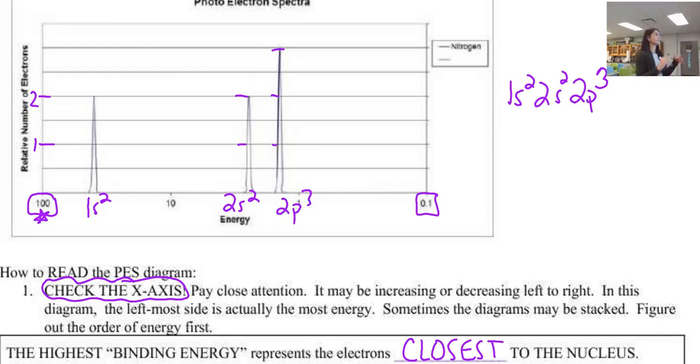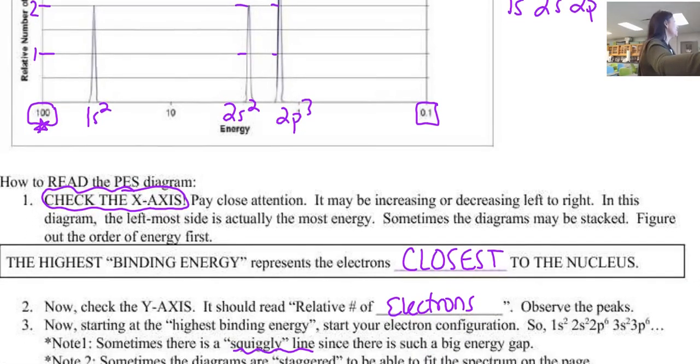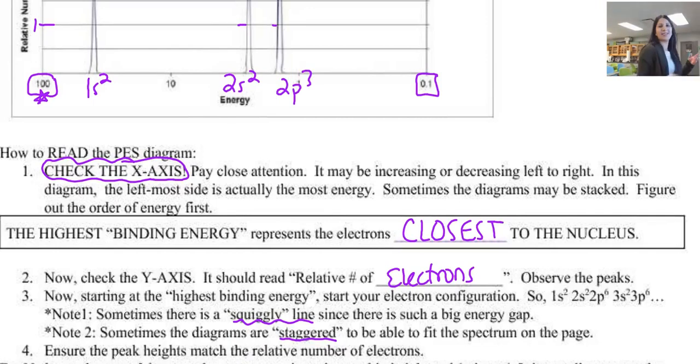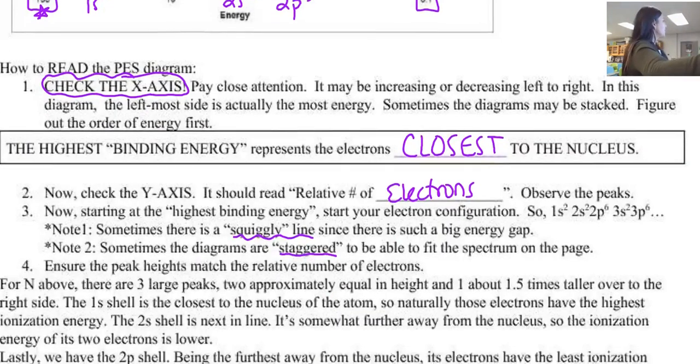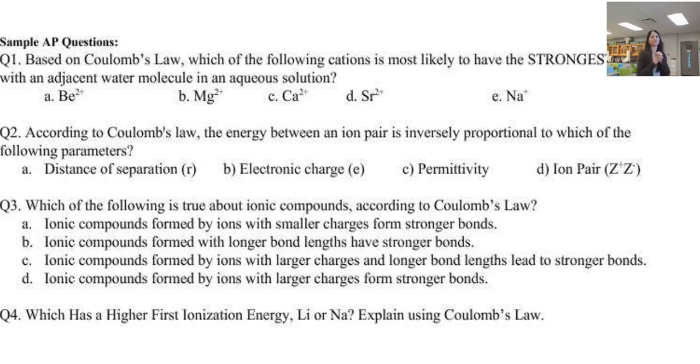And so what you can do is, if you didn't know this was nitrogen, which usually would be the game that they would play with you, they would say, what atom is being represented here based on the PES, based on the photoelectron spectroscopy graph, okay? All right, so number 4 just says ensure the peak heights match the number of electrons. This explains a little bit of what I did and about the peaks, so you can take a look and read through that. And there's another Bozeman video that goes along with this too.